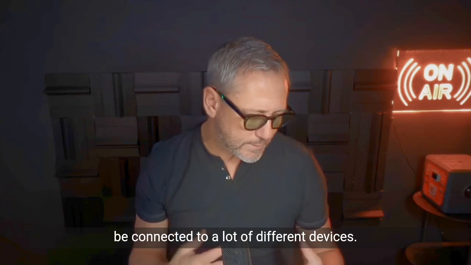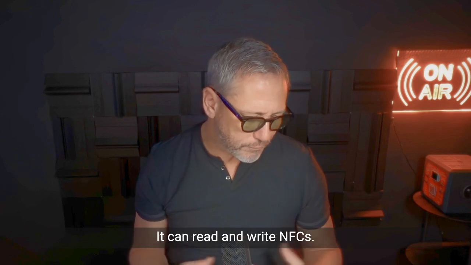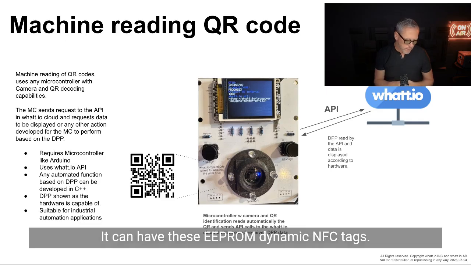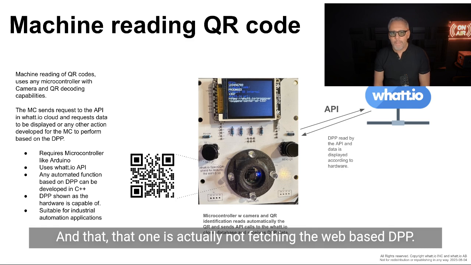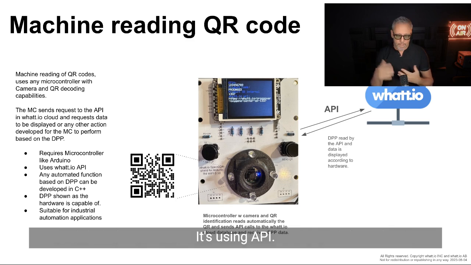And this can be connected to a lot of different devices. It can read and write NFCs. It can have these EEPROM dynamic NFC tags. And of course, it can read QR codes. And that one is actually not fetching the web-based DPP.